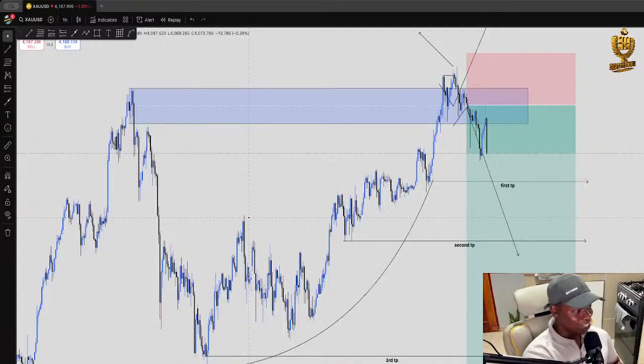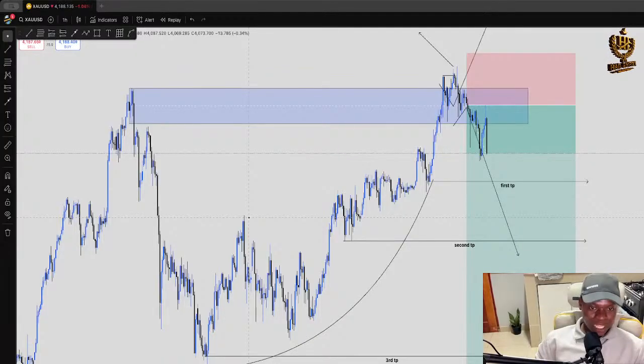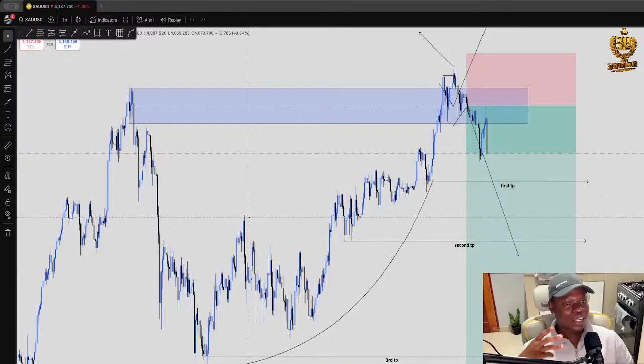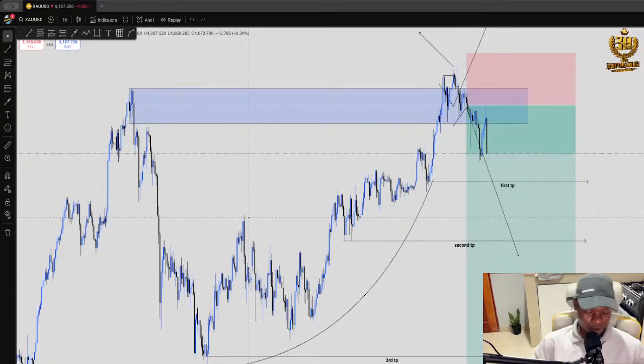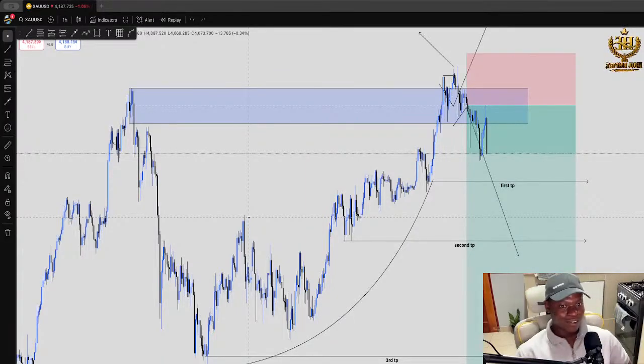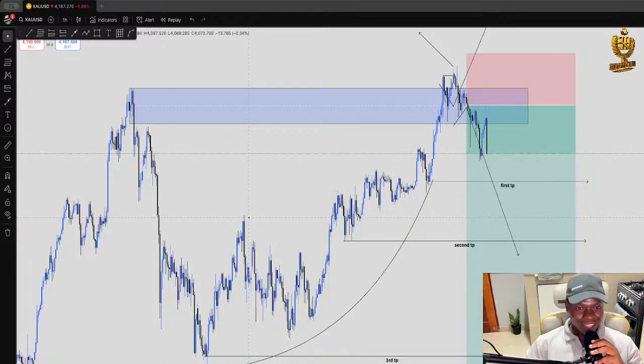I'm just waiting to take. Look at that drop. And by the way, this is an hour time frame. Look at that drop.